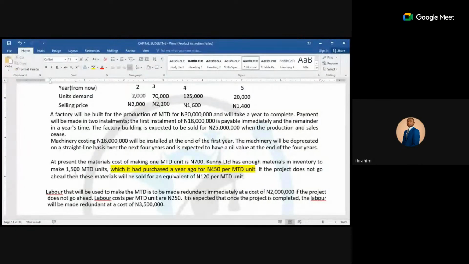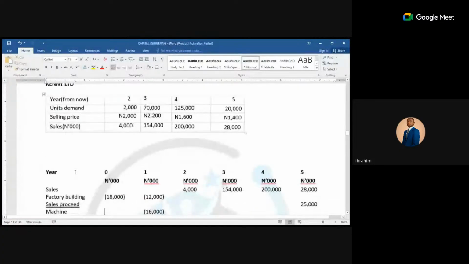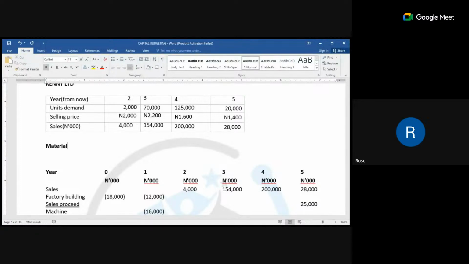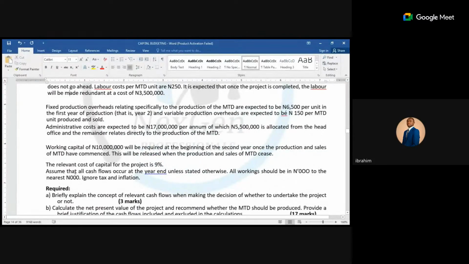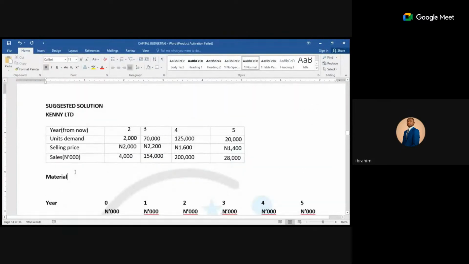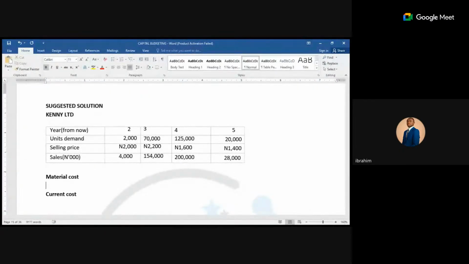Class, are we still together? Who is against me in this class? So sorry, that means the 120 is the scrap value. Yes, we can say it is the scrap value. You can call it scrap value. Material costs. Current costs. Material costs.